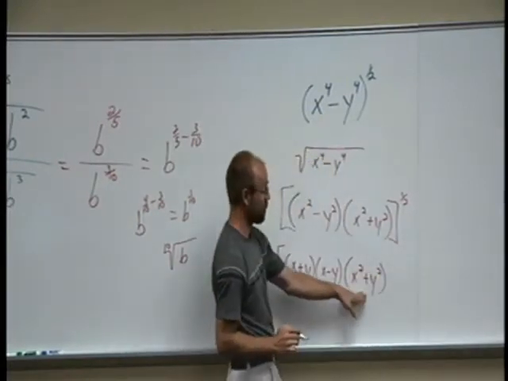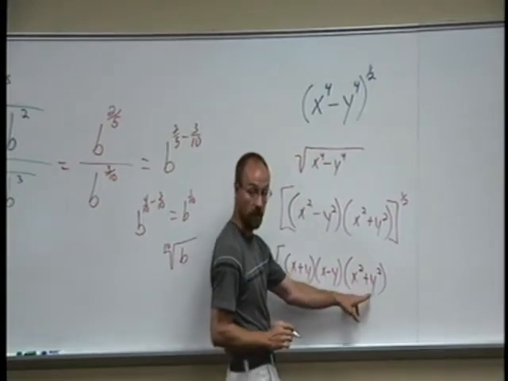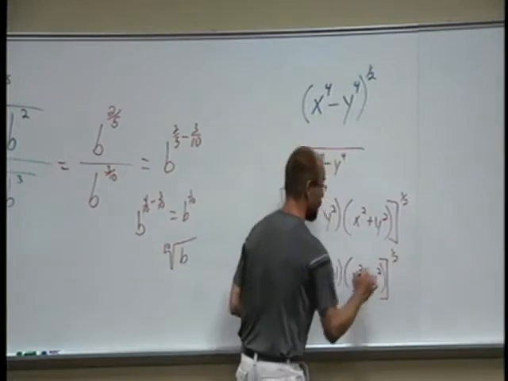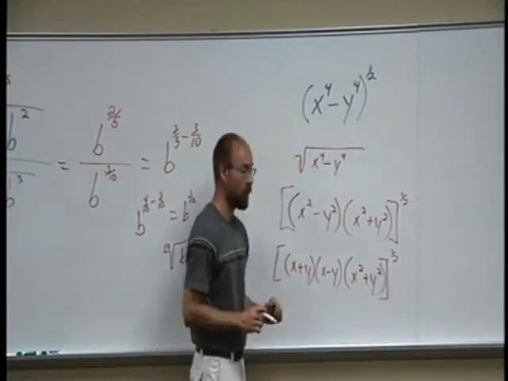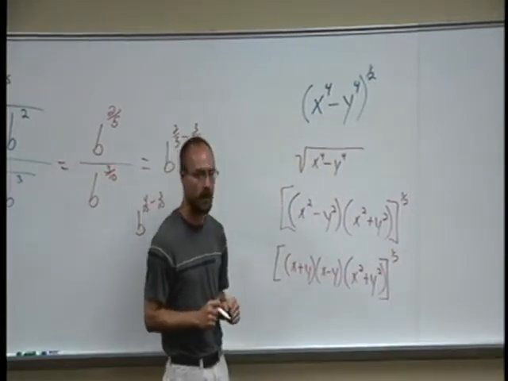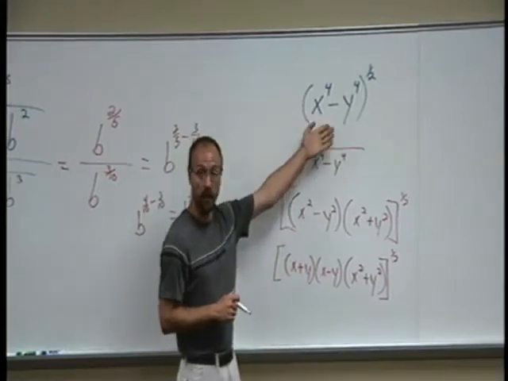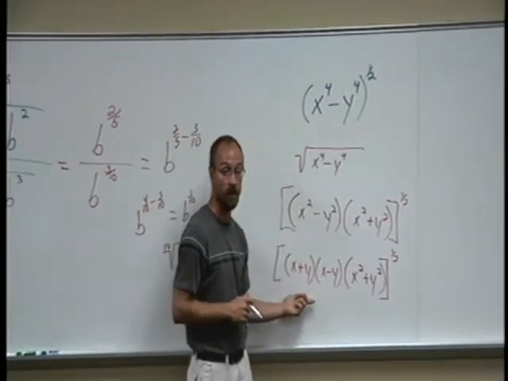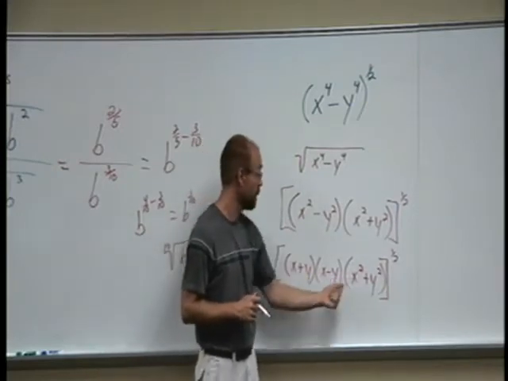And x squared plus y squared, because it's a sum of squares. There's no factoring that I can do in the real number system. And that's still raised to the 1/2 power. So I've broken it down as much as I can by using my ability to factor. And if we look at this, there are no perfect squares here. There is no repeated factor.